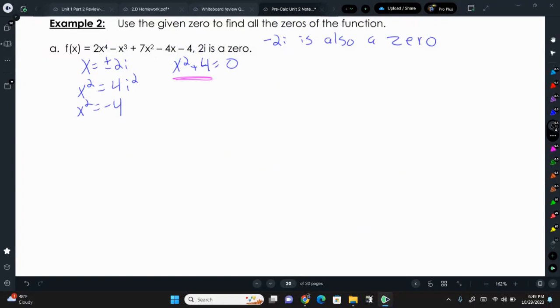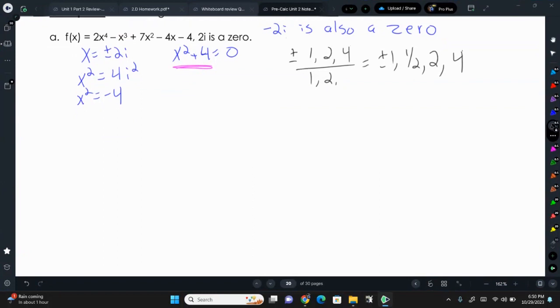So we have plus or minus the factors of 4, 1, 2, 4, over the factors of 2, 1, and 2. So 1 over 1 is 1, 1 over 2 is 1/2, 2 over 2 is 1, we already got that, but 2 over 1 is 2, and 4 over 1 is 4. So we only have 8 possible zeros, so it won't take us long to test them and hopefully find one. And then after that, hopefully we can factor. So let's start with 1.